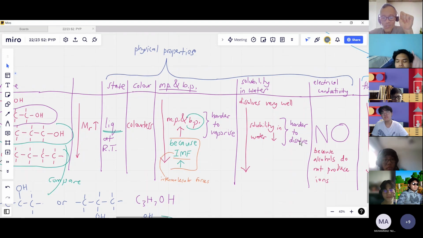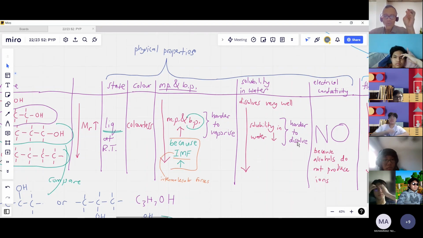Yeah, pure alcohol doesn't come by easily. You can't just buy it in the market. The supermarket doesn't provide pure alcohol. You have to buy it from a chemical supplier.